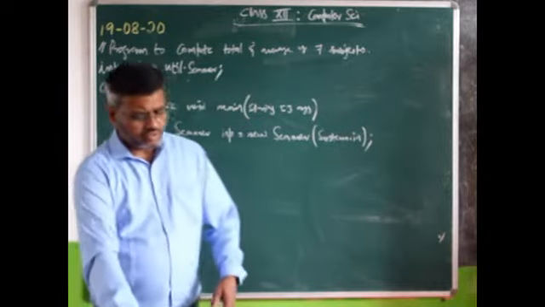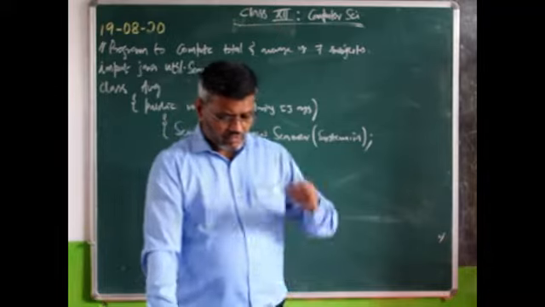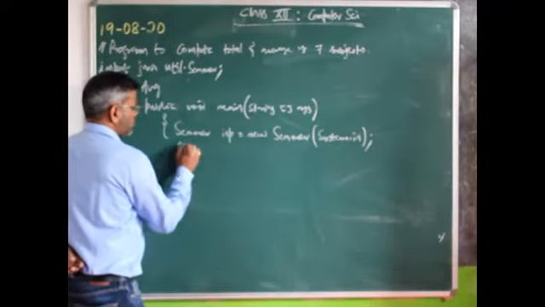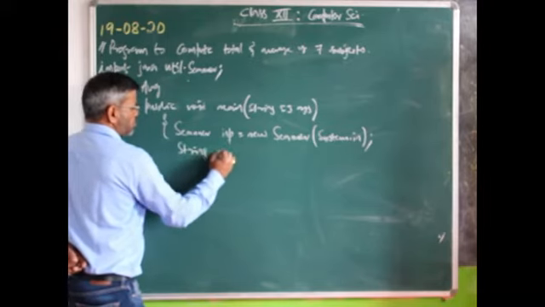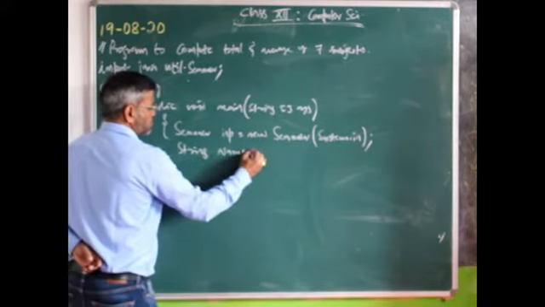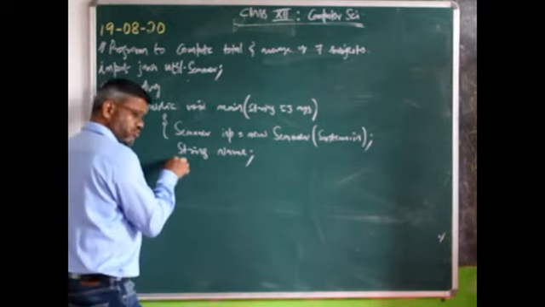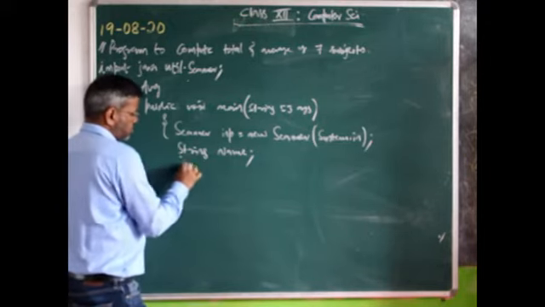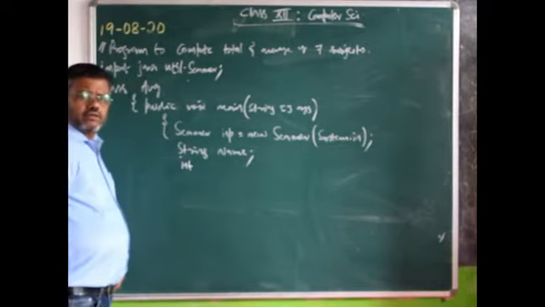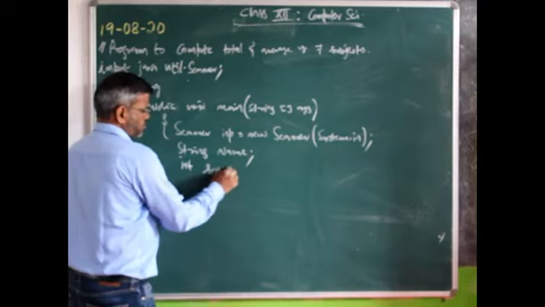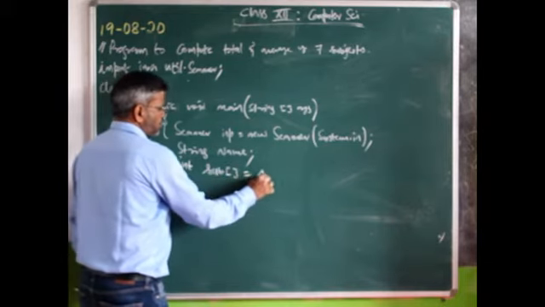I use a scanner class. What I want to do is, first of all, input the name of the student. Then, this is what my intention is all about. I am declaring an array called subject. How many subjects do you have?